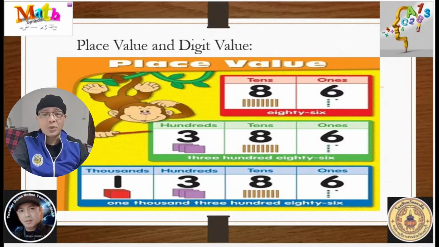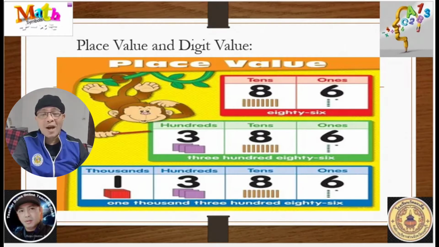Now let's go to 386. How many digits are there in 386? It's 3 digits. What is the place value of 6? Ones. What is the place value of 8? Tens. What is the place value of 3? Hundreds. Now let's move on to the third example.